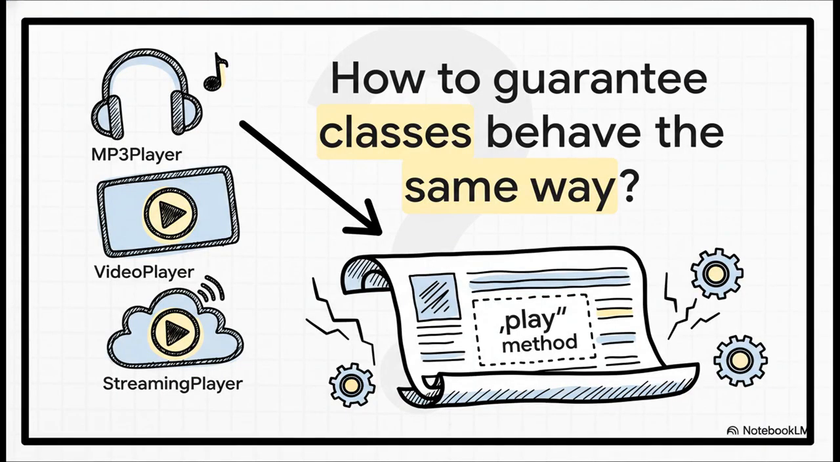Okay, let's make this real. Imagine you're building a media app. You've got an MP3 player, a video player, and maybe a streaming player. Now, for your app to work smoothly, you need an absolute ironclad guarantee that every single one of those objects has a .play method. Because if one of them is missing, what happens? Your app breaks, maybe even crashes. That right there is the blueprint problem we're here to solve.